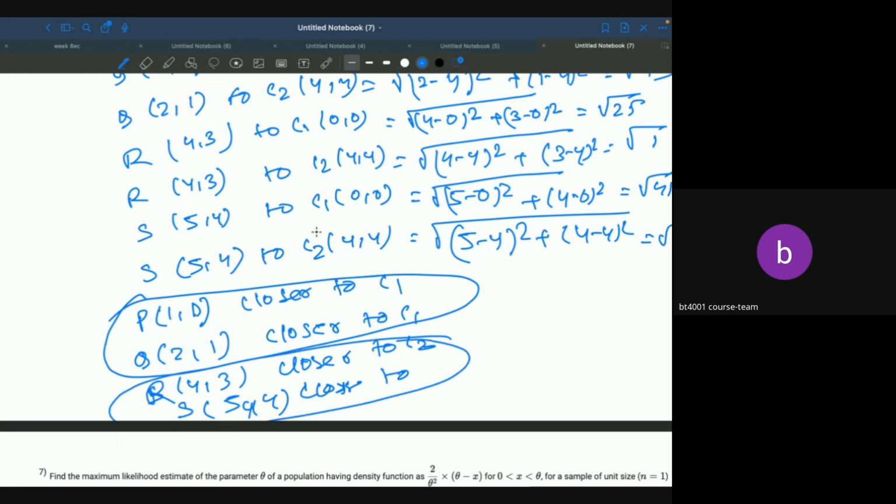So cluster one will be P(1,1) and Q(2,1), and the other cluster will be R(4,3) and S(5,4). Then we have to calculate the new centroids. So how do we calculate the new centroid? I'm not able to add the page. One minute.